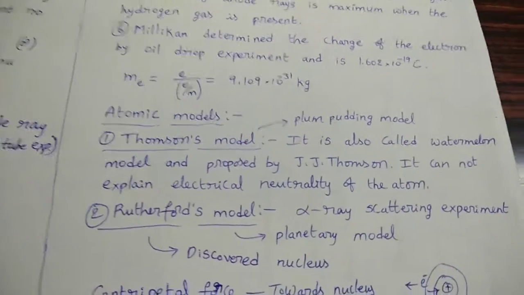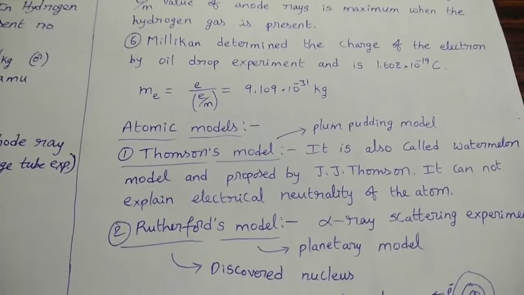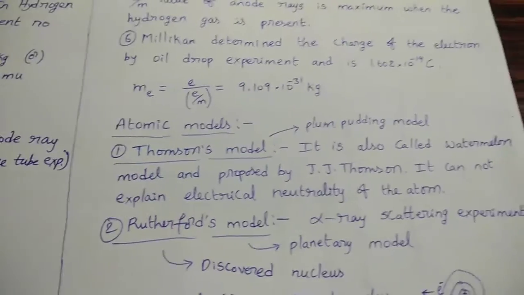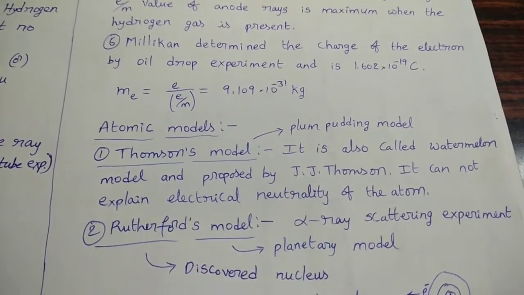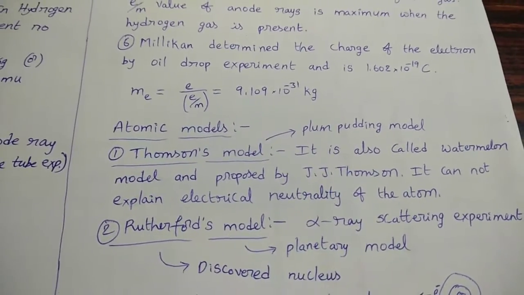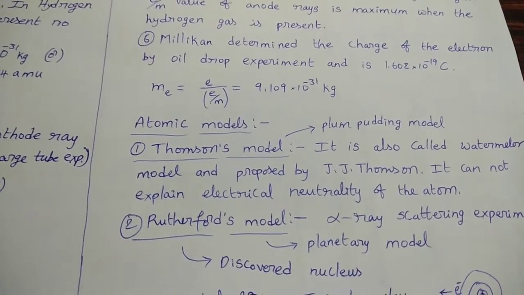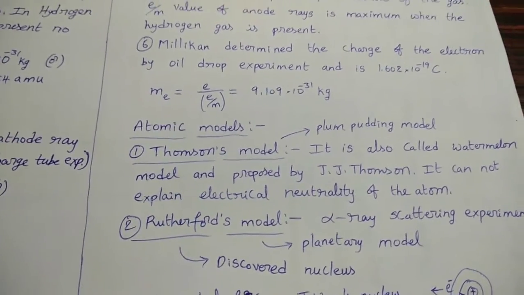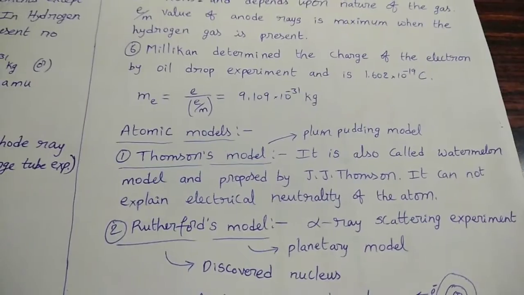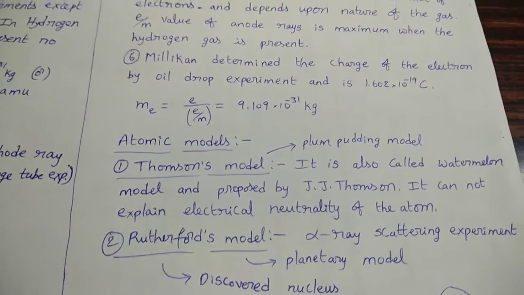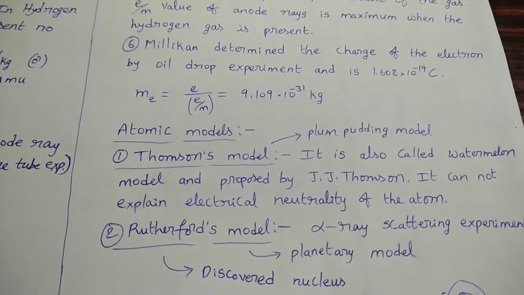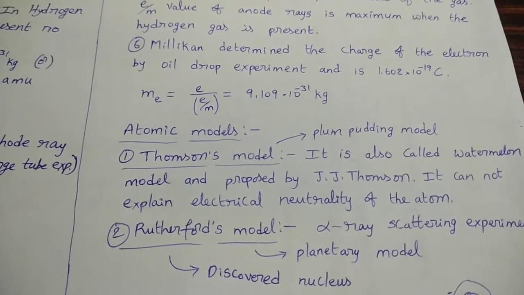Thomson's model proposed that the atom is in spherical shape. Inside the spherical atom, positive charge is distributed. In that, negatively charged electrons are arranged, that means embedded, just like seeds in the watermelon. But it cannot explain the electrical neutrality of the atom. That's why it was rejected.